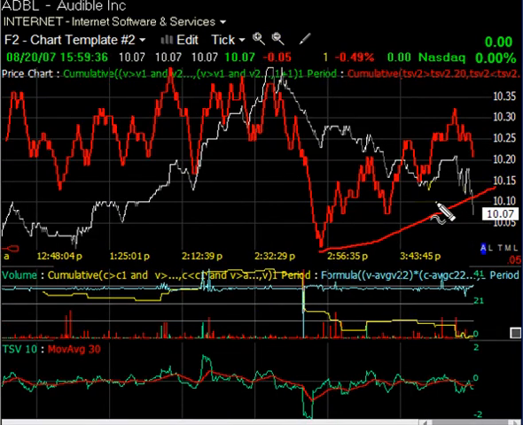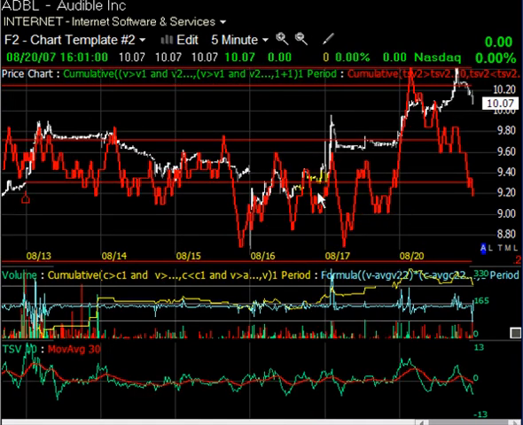So hopefully tomorrow what we'll see is ADBL gather some strength. This tick chart will hopefully bleed in to the 5-minute chart and get ADBL back underway and see if we can challenge that resistance up there around 12.